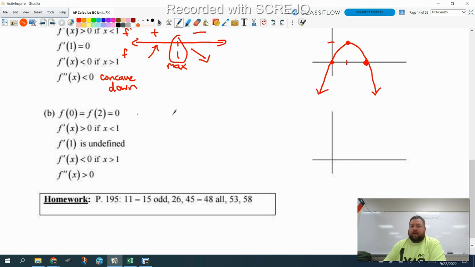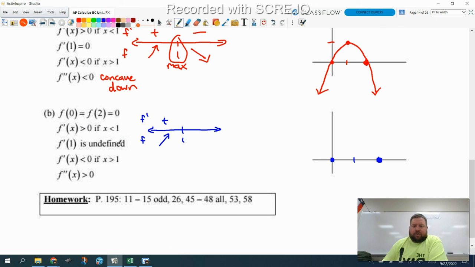All right, so we start the same way. We have the same 2 points, 0, 0, and 2, 0. f prime is greater than 0 on x less than 1. So again, our number line starts the same way. f prime greater than 0, so f is increasing. And f prime of 1 is undefined this time. So that means that it still could be a critical point. It still is a critical point.